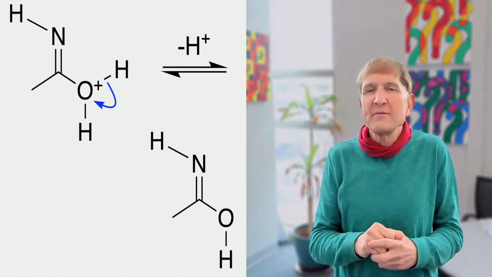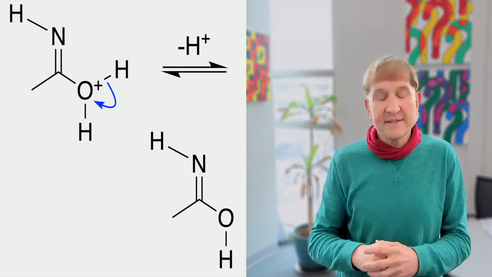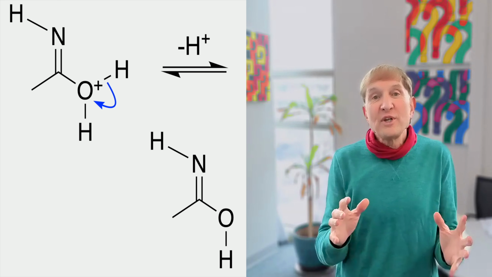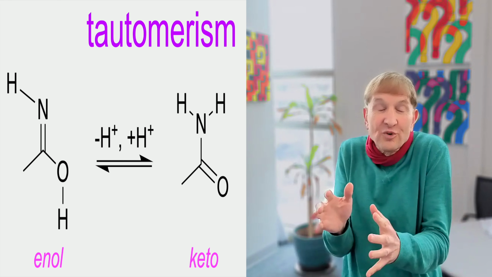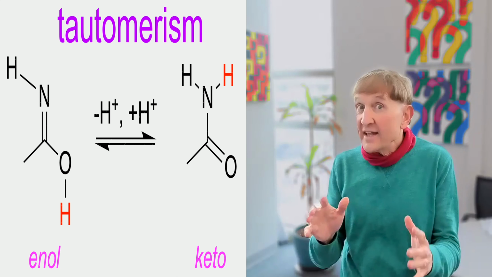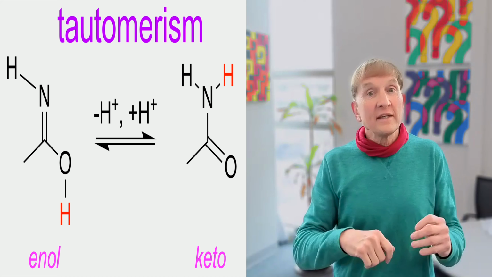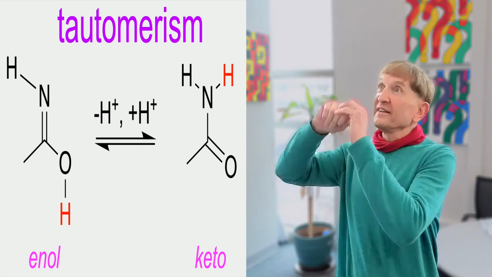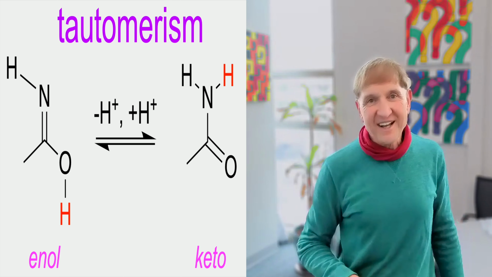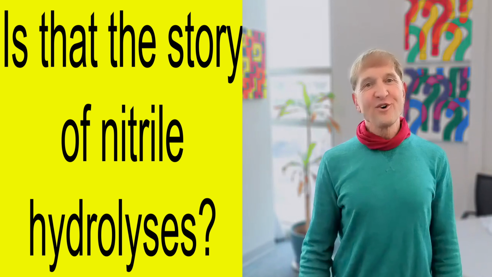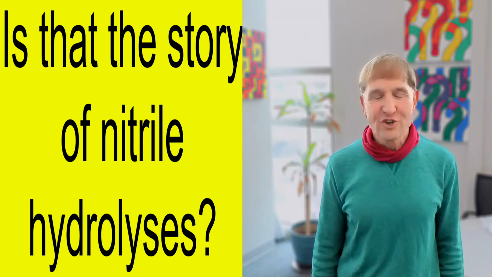It doesn't look like an amide. It's actually an imidate, but we're going to tautomerize that. And when we do, the keto form is the amide that you would recognize. In that tautomerization, we've taken a hydrogen that was downstairs, and we've put the hydrogen upstairs on the nitrogen to give us our product. That is the story of nitrile hydrolysis.